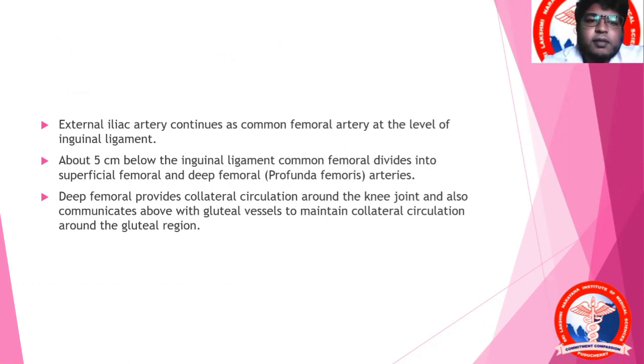About 5 centimeters below the inguinal ligament, common femoral artery divides into superficial femoral and deep femoral arteries. Deep femoral provides collateral circulation around the knee joint and also communicates with the gluteal vessels above to maintain collateral circulation around the gluteal region.